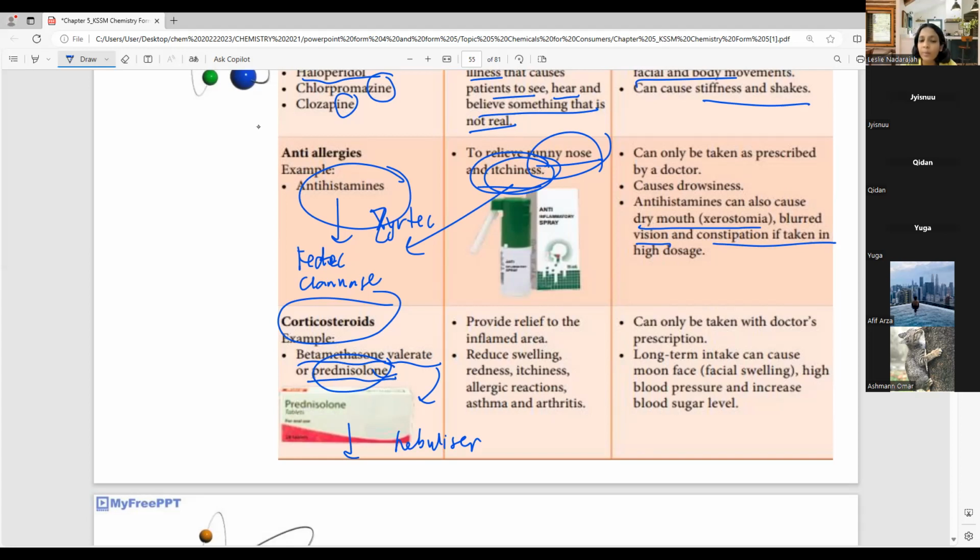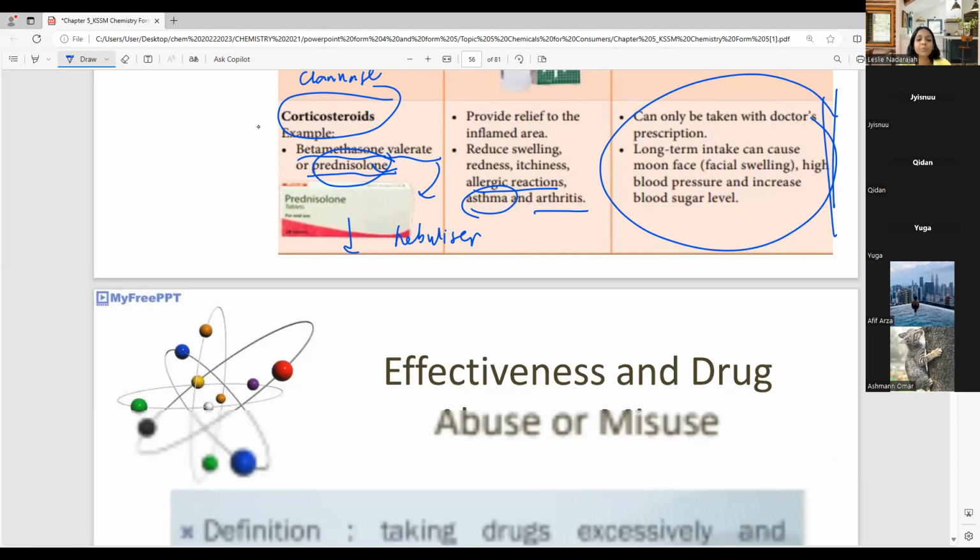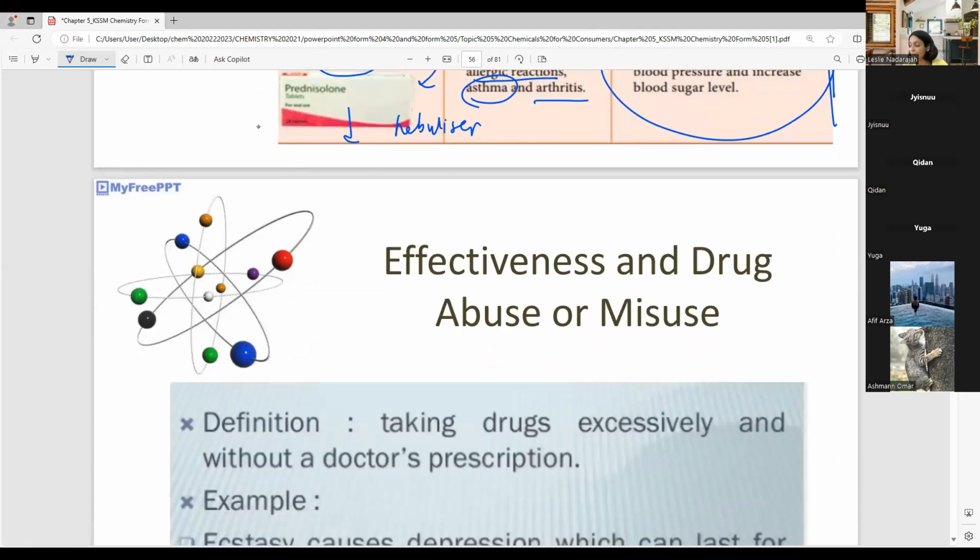You want to reduce allergy, asthma, arthritis, so you will take all this. But you cannot take this long term. Whenever my children take it, the doctor will only say one week or a few days, because the side effects are a lot. And of course I don't need to go through the abuse now here.